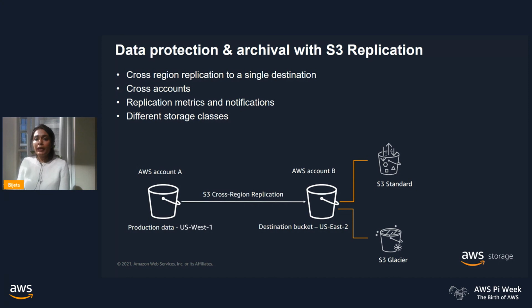secondary copy. They use prefix-based rules to replicate some of the production data into S3 standard storage class and the remaining data into S3 Glacier storage class. The data that does not need to be accessed but still needs to be retained goes into the S3 Glacier storage class for cost optimization.